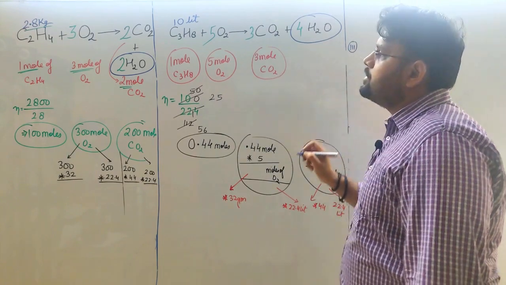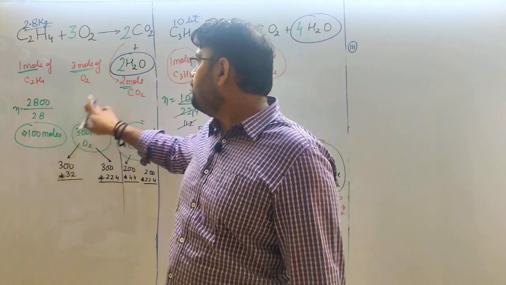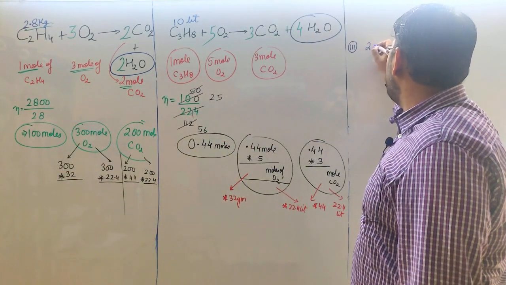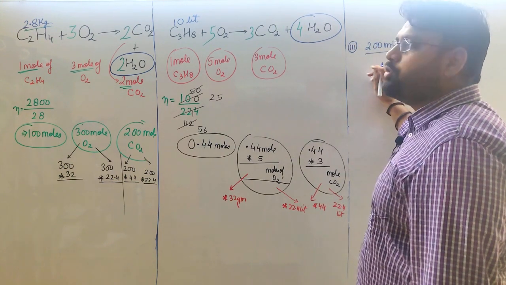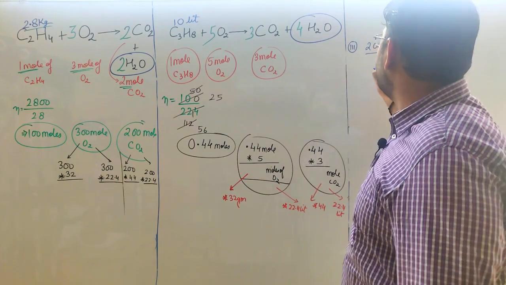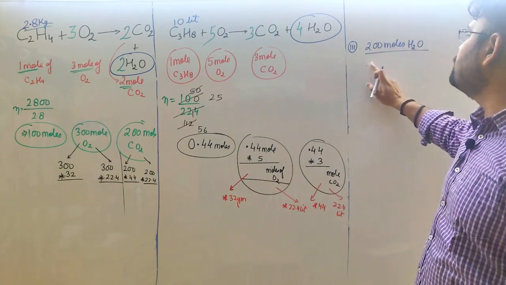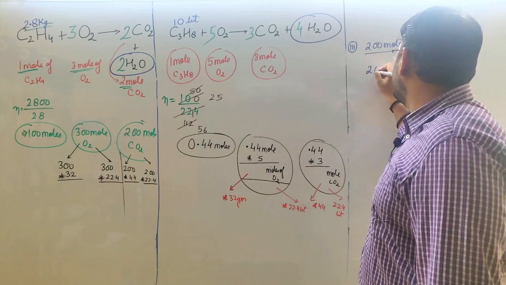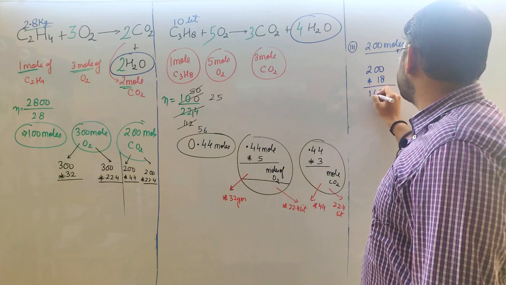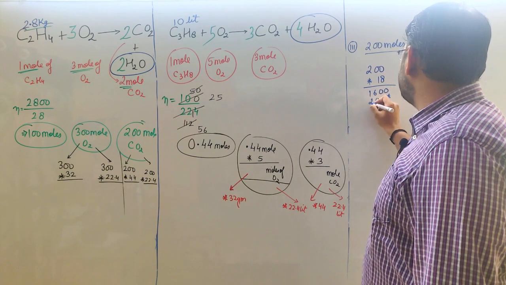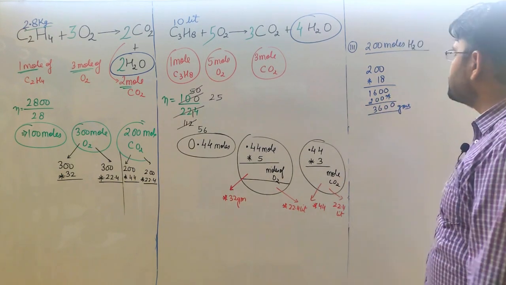For the third case, 1 mole of C2H4 gives you 2 moles of H2O. So 100 moles will give you 200 moles of H2O. So we will have 200 moles of H2O for this third reaction. 200 moles of H2O will weigh, 1 mole of H2O weighs 18 grams, 16 for oxygen and 2 for hydrogen. So 200 moles will weigh 200 into 18 grams, which is 3600 grams. 200 moles of H2O means 3600 grams.